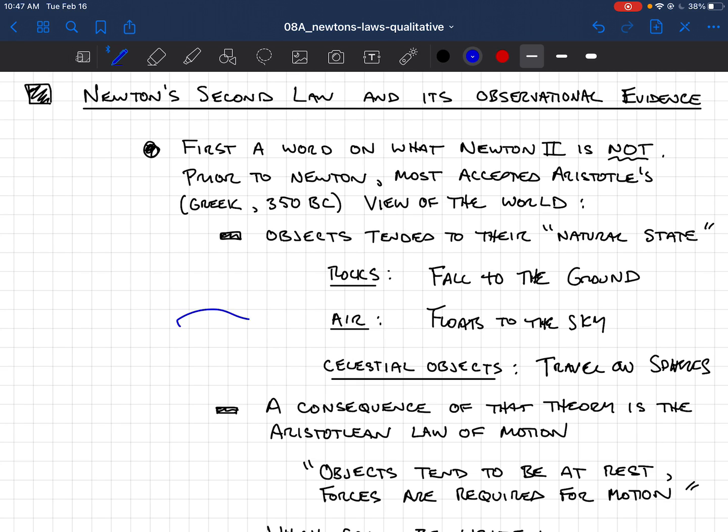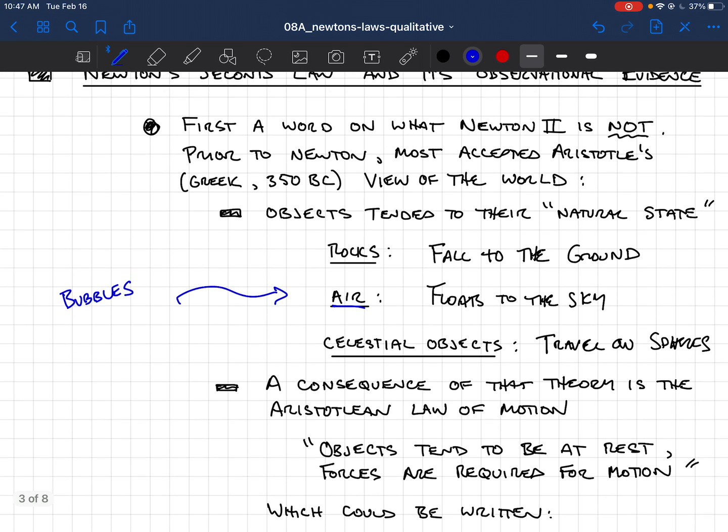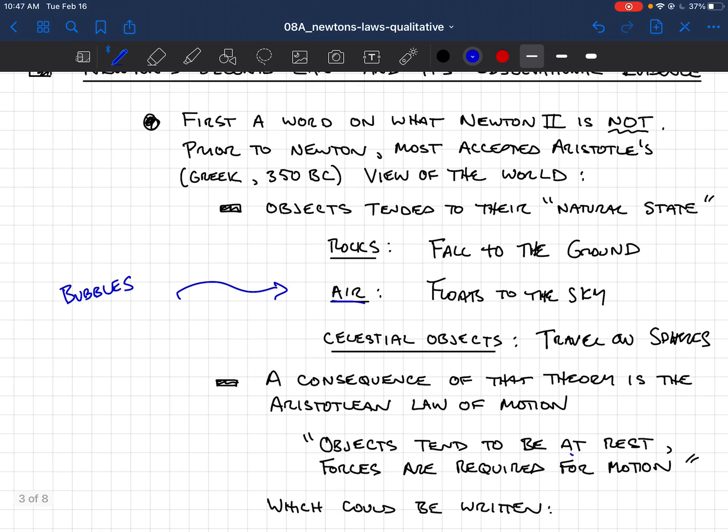One thing that solidified his theory was bubbles. So if you look at bubbles in water, you see that the bubbles float to the sky. So it really solidifies the theory about air going to its natural place, its natural state. So what does this mean about objects and their motion? Well, he said that objects tend to be at rest. That's the natural state of objects. And that forces are required, so interactions are required, for those objects to have motion.